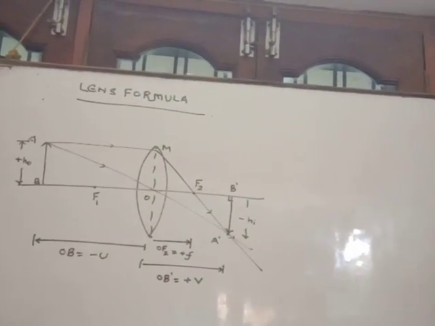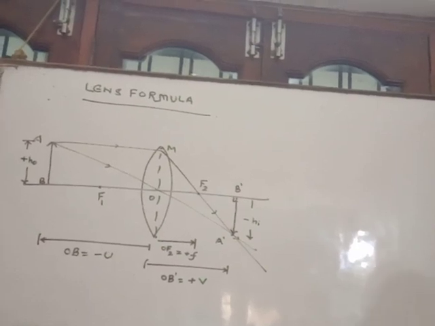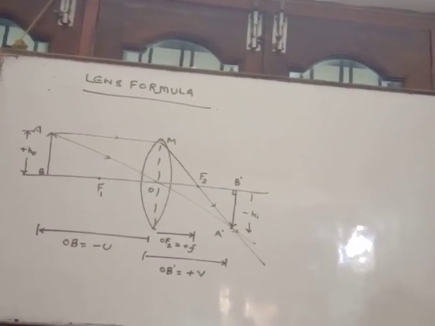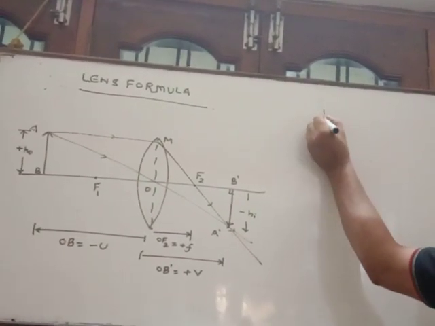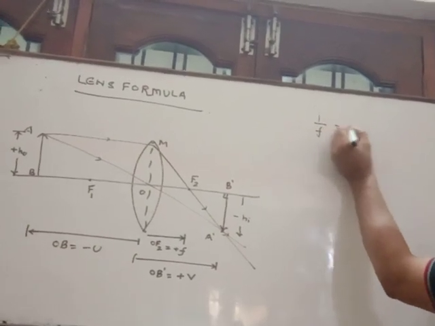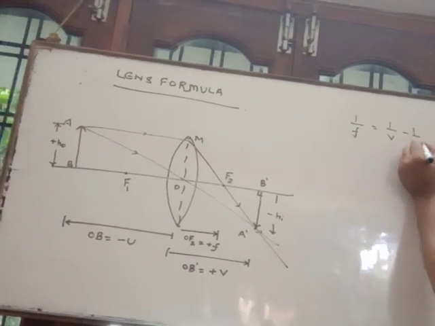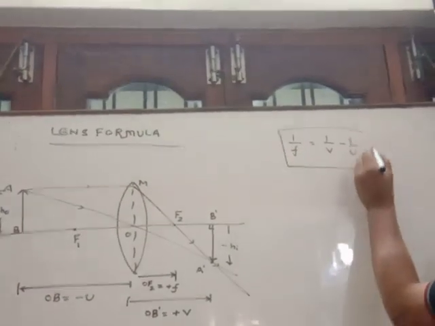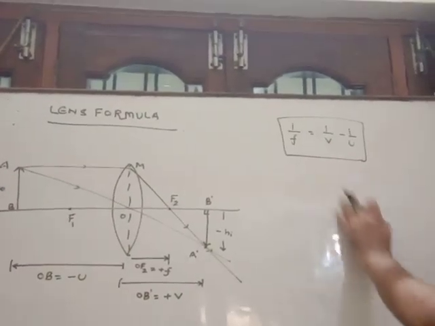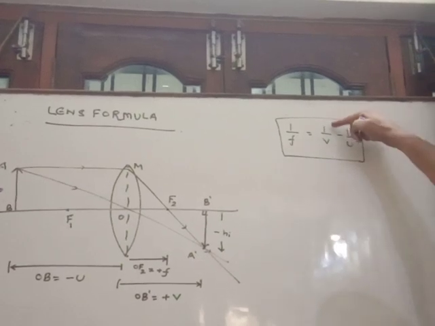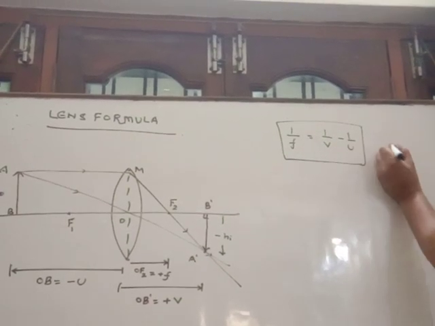So if U, V, F are the distance of object, distance of image and focal length, then the lens formula is 1 upon F is equal to 1 upon V minus 1 upon U. Its derivation is not in the syllabus, so we are not deriving it. Clear? 1 by F is equal to 1 by V minus 1 by U.